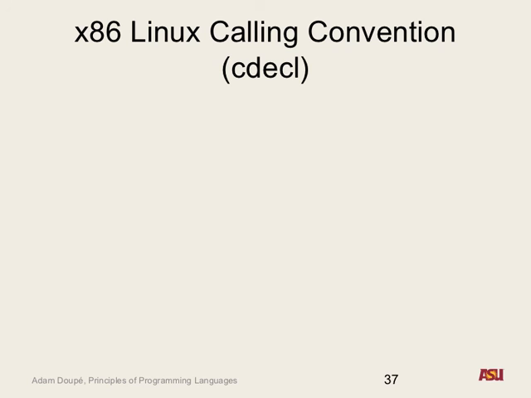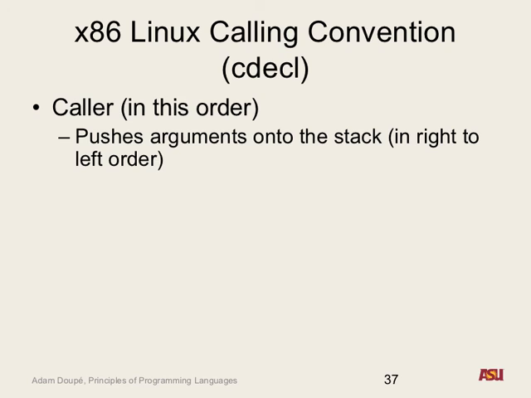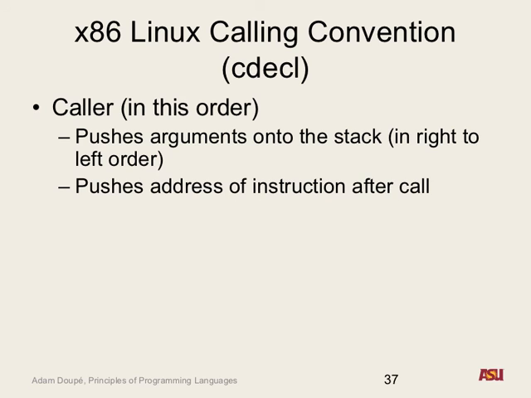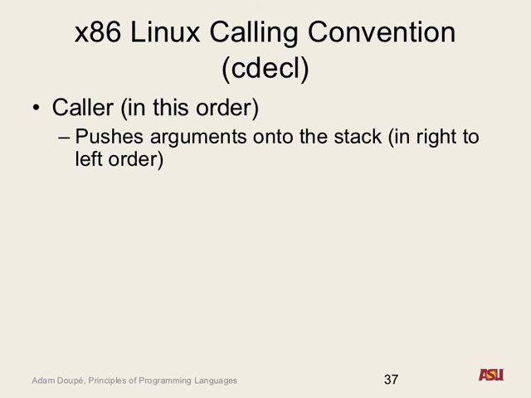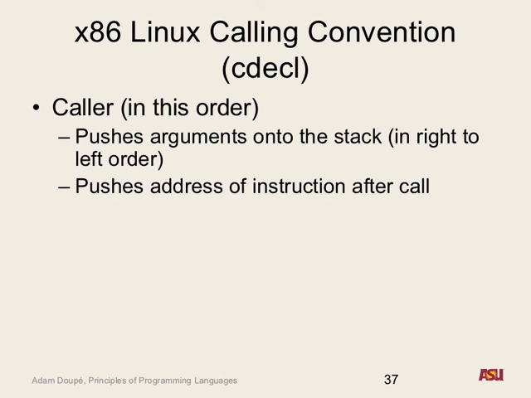So, the cdecl calling convention for Linux. I'm just going to go over this so you know that there is a standard. I won't expect you to memorize this. But the caller first pushes all arguments onto the stack from right to left order. So the rightmost and then the next to rightmost all the way to the leftmost parameter. Then it's going to push the address of the instruction after the call. So this is that return address. And this is all the caller has to do. And then the function starts to execute.